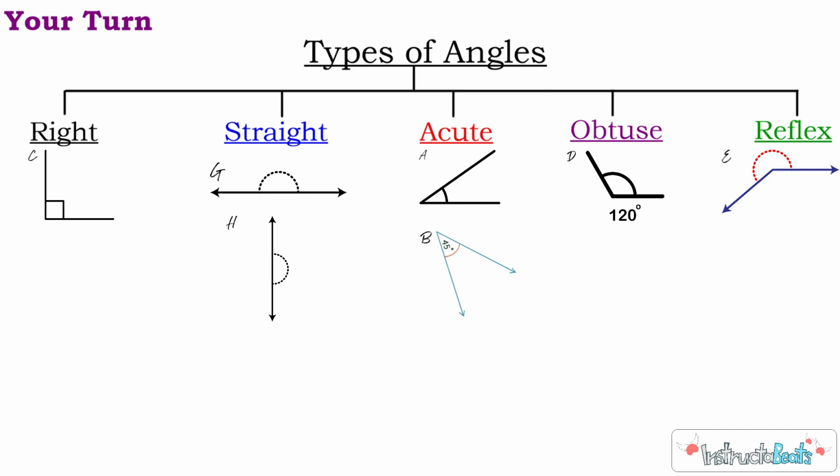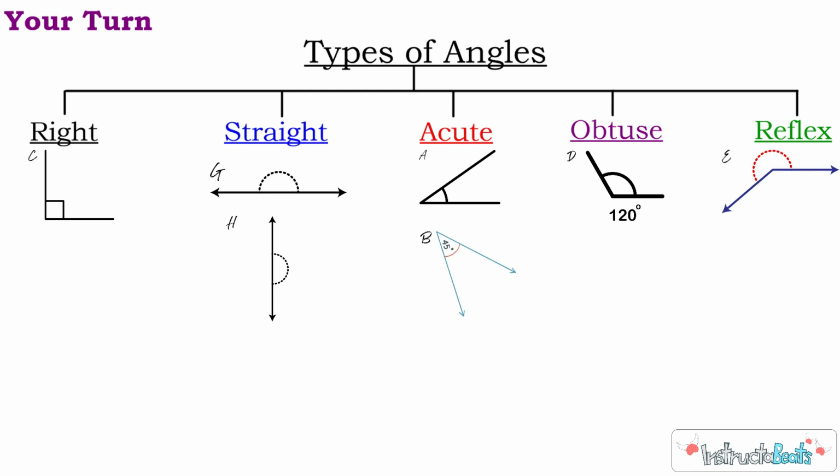Now looking at E, E should have been a reflex angle because you could see from the dotted line that you were actually measuring the outside of that. So it turned all the way past 1/2 of a circle. So it's past the straight angle, which puts it into the reflex angle territory. Let's go ahead and sort those there.